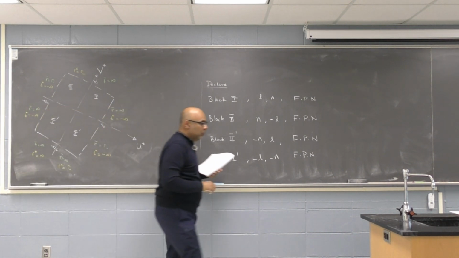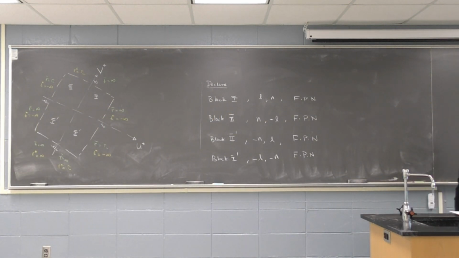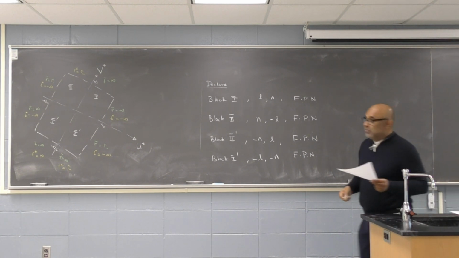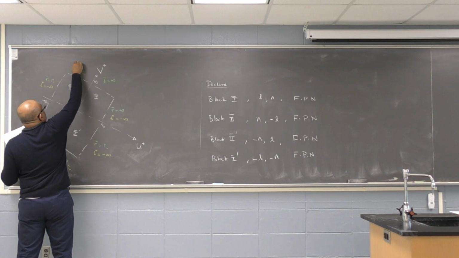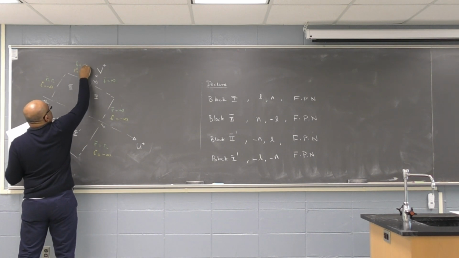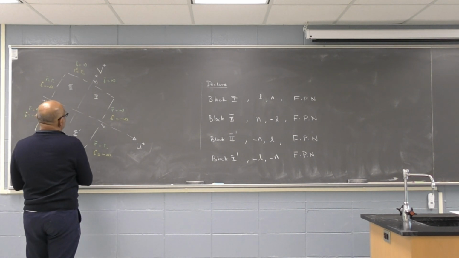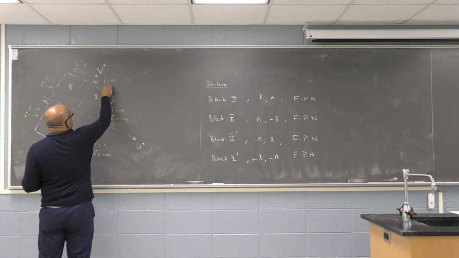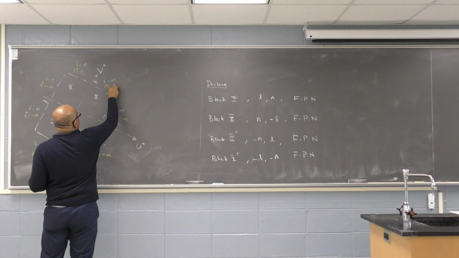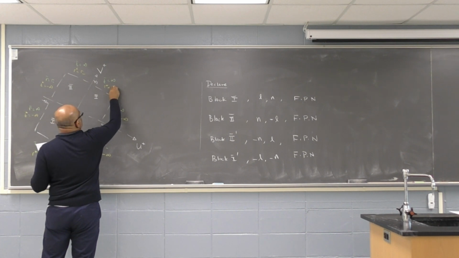I forgot to put one label. T bar equals infinity. And I forgot this one too. R star equals infinity.